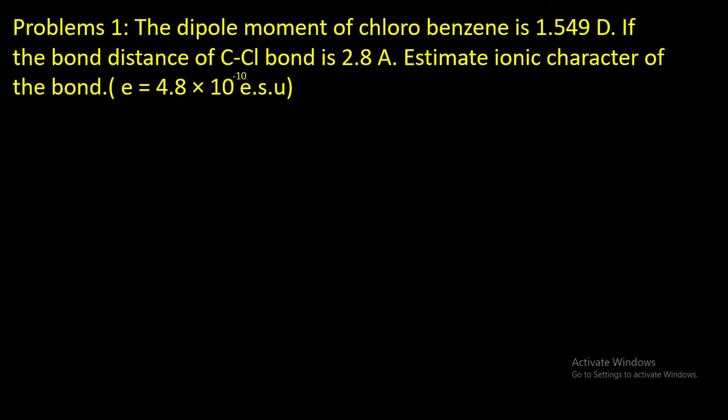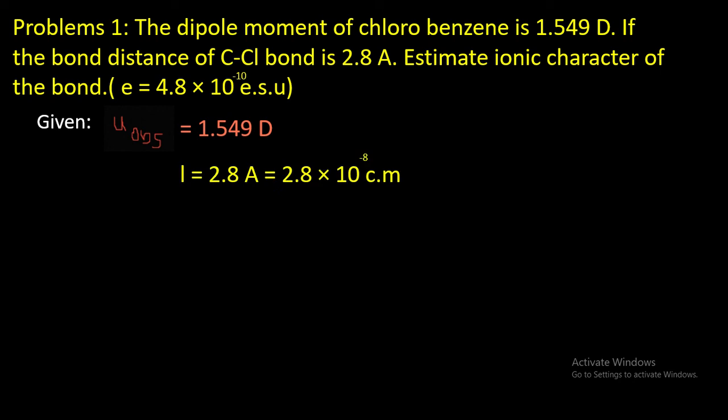The dipole moment of chlorobenzene is 1.549 D. If the bond distance of the C-Cl bond is 2.8 angstrom, estimate the ionic character of the bond. The given e equals 4.8 into 10 raised to minus 10 electrostatic unit, that is the electrical charge. Therefore, you observe that 1.549 D is given. The length is also given, that is 2.8 angstrom.